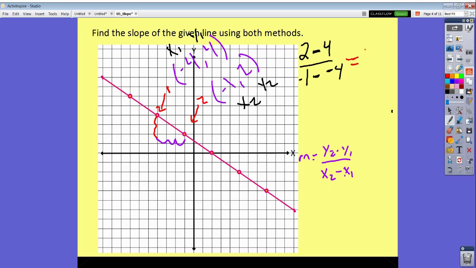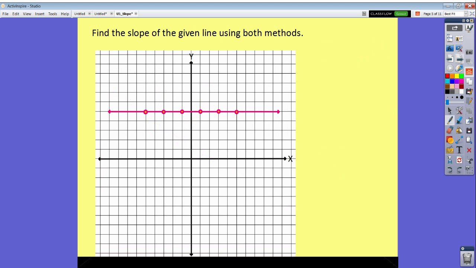So in our numerator, we have 2 minus 4, which is -2. In our denominator, we have double negatives. So those are like adding. So we have -1 plus 4, which will give us a positive 3. And if you remember from what we had before, it's the exact same answer. So let's move on to the next one.